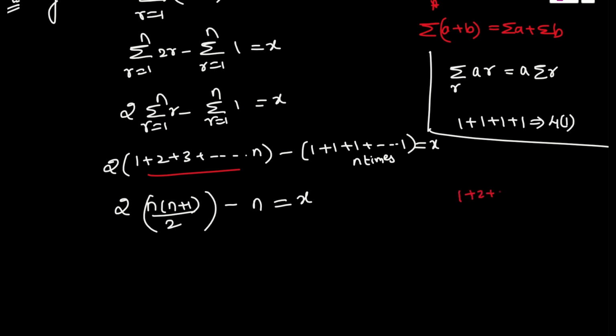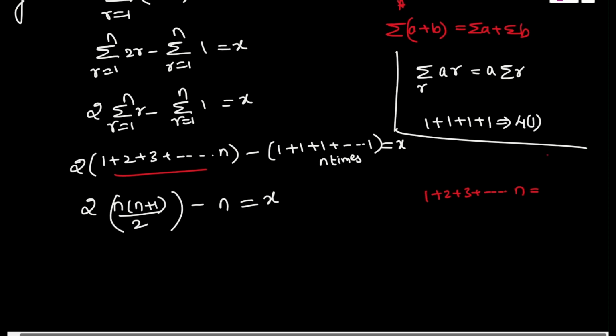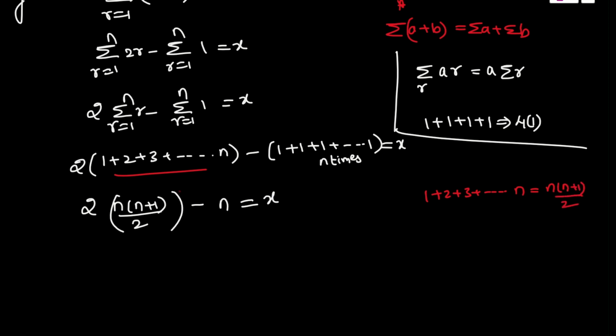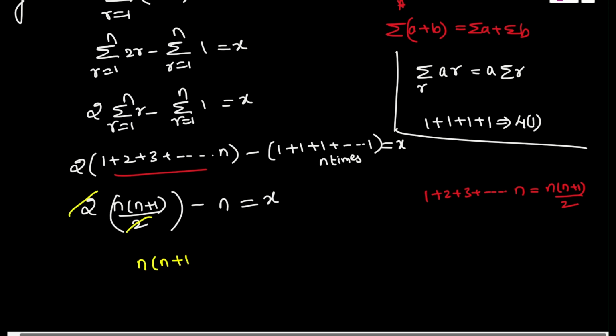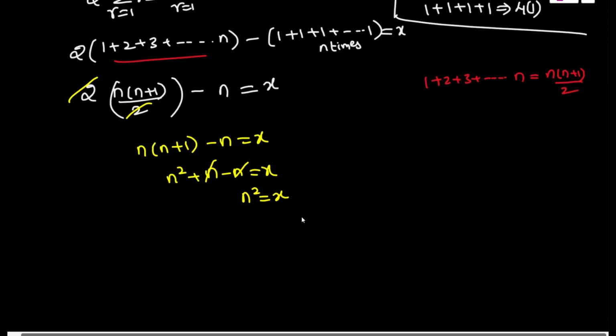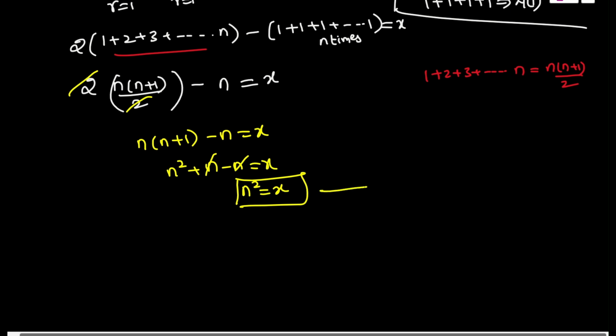We know that 1 plus 2 plus 3 plus and so on up to n is the summation of n natural numbers. So what is the formula for the summation of n natural numbers? This is simply n into n plus 1 by 2. Agree? Yes. Let us continue. So what we got here, actually this 2 I can remove. This is n into n plus 1 minus n equals x, which means n square plus n minus n equals x. So we can cancel, and from this I can conclude n square is nothing but x alone. Simply take this as statement number 1.